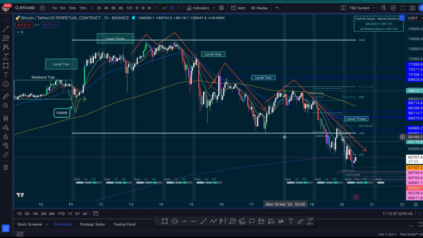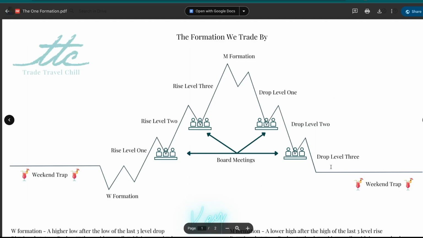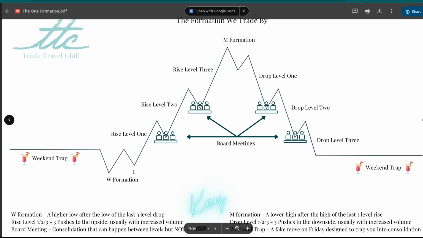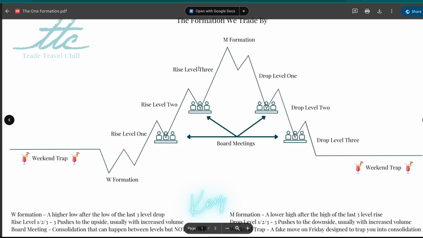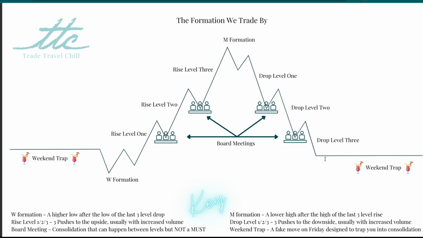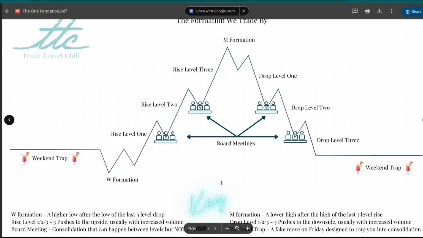Now, if you're brand new to this channel and you don't actually know what I'm talking about with my levels and drops, this gives you a brief overview of what I'm talking about. This is how the typical model plays out, where we have a false move that opens the week, and that usually takes us into 3 levels in one direction. If the false move is to the downside, that direction is usually to the upside. Some point around midweek, we will have a reversal, and if the 3 levels was to the upside prior, the 3 levels will be to the downside following that, and the weekend always puts us in a trap.